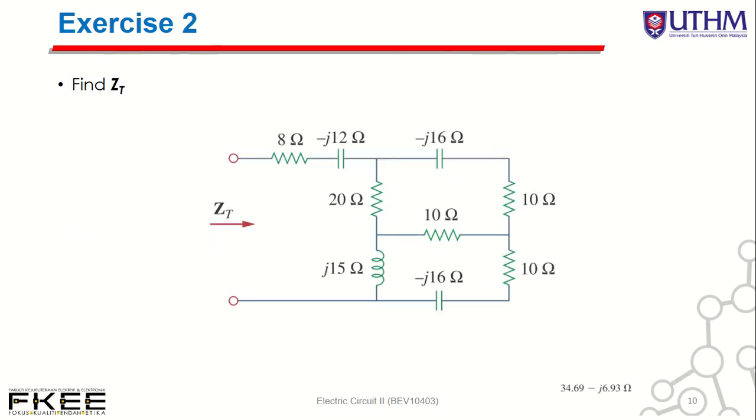Okay, similarly to exercise number 2. Okay, try to find Z total. Can you find the total Z? This kind of circuit we need transformation from delta to Y. From delta to Y. Can you try? Okay, this one you convert to Y, and then you solve for Z total. Okay, this is the final answer.